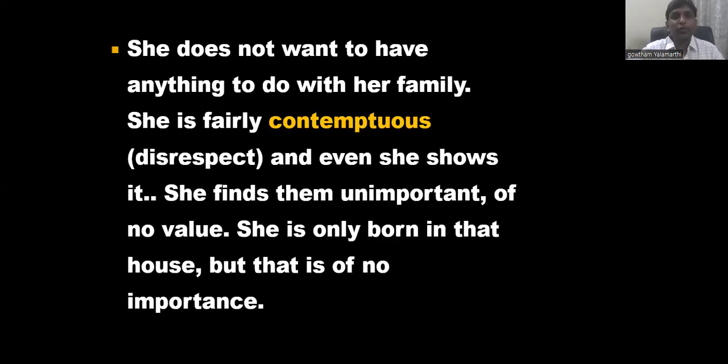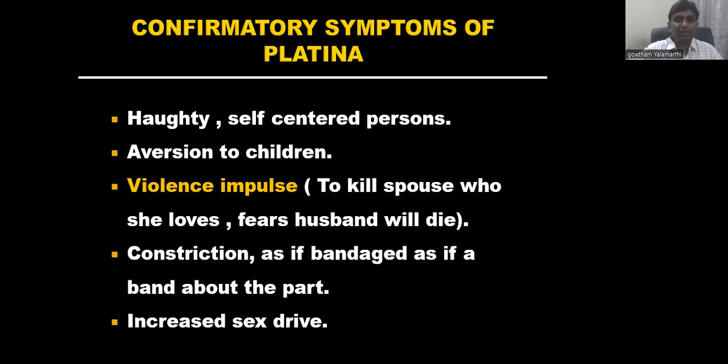She doesn't want to have anything to do with her family. She is fairly contemptuous, disrespectful, and even shows it. She finds them unimportant, of no value. She was only born in that house, but that is of no importance. Some of the confirmatory symptoms of Palladium: haughty personality. They are always self-centered persons. Aversion to children. He doesn't like children. Violent impulses to kill the spouse whom she loves. Fears the husband will die. A Platina patient will have this fear. If the husband goes out, she fears that he may die.